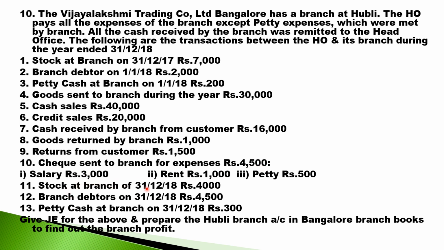Stock at branch on 31/12/18 will come in credit side. Branch debtors on 31/12/18 will come in credit side. Petty cash at branch on 31/12/18, 300, credit side. All the three are called closing amounts. Give journal entry for the above and prepare Hubli branch account in Bangalore branch books to find out the branch profits.